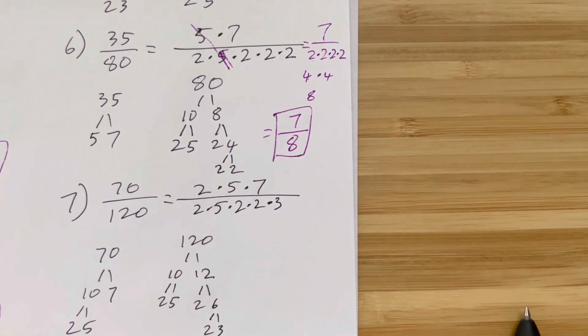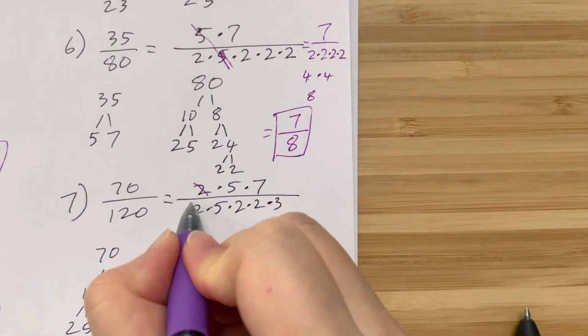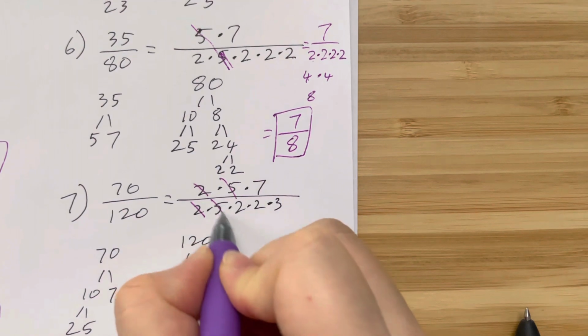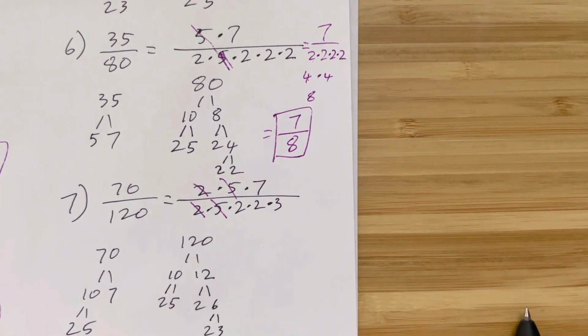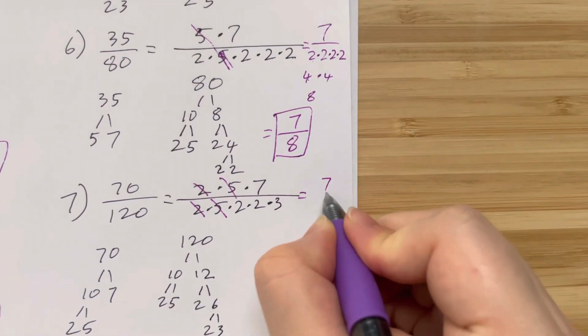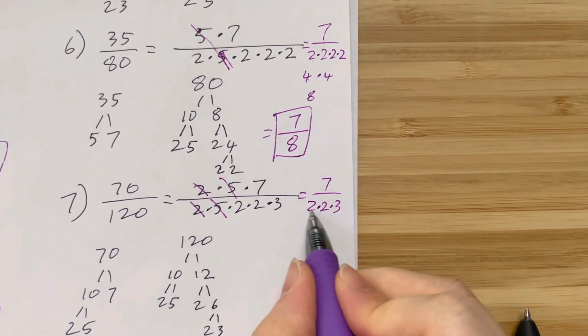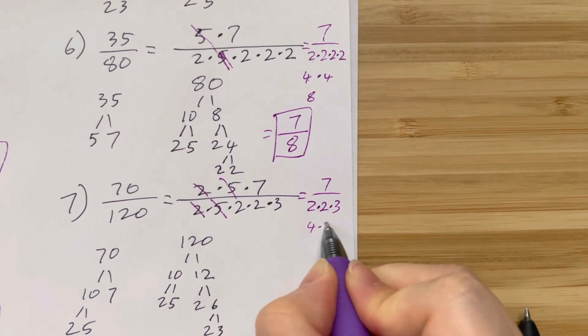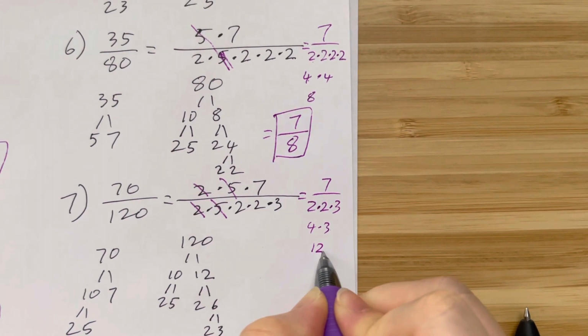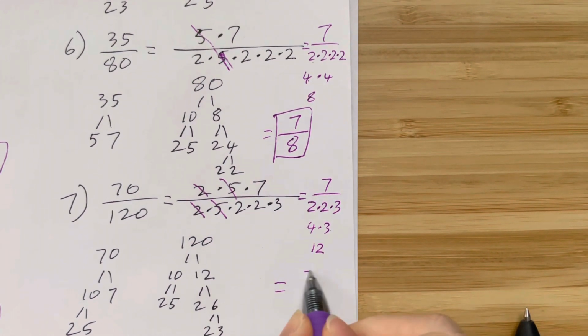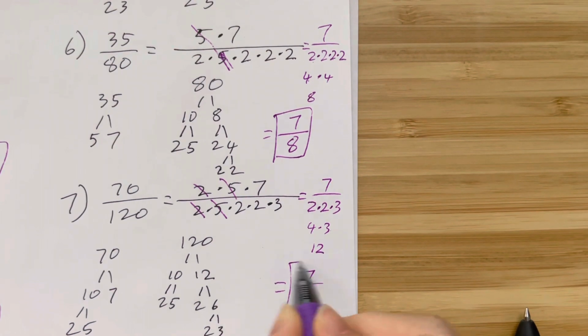Now what we can cancel out is a 2 on top and a 5. So what we are left with is 7 over 2 times 2 times 3. 2 times 2 is equal to 4, 4 times 3 is equal to 12. So our final answer is 7 over 12.